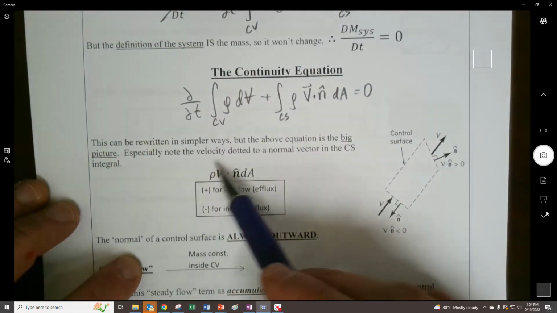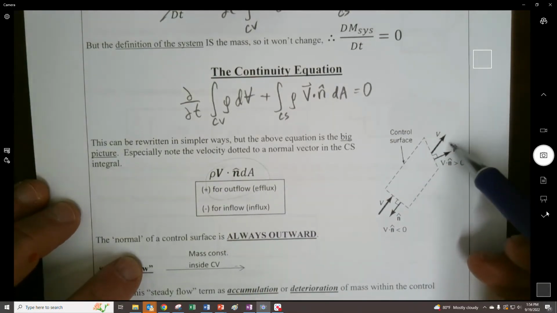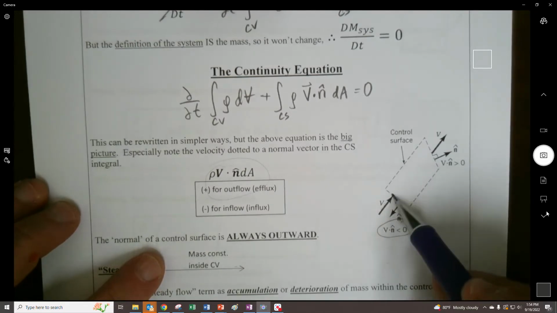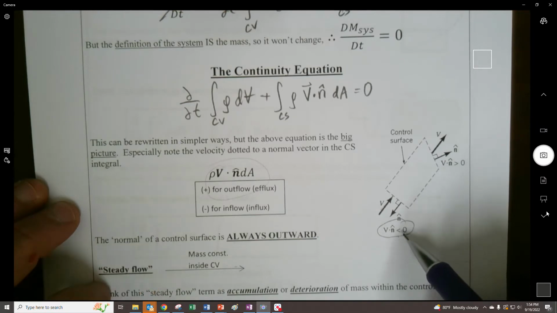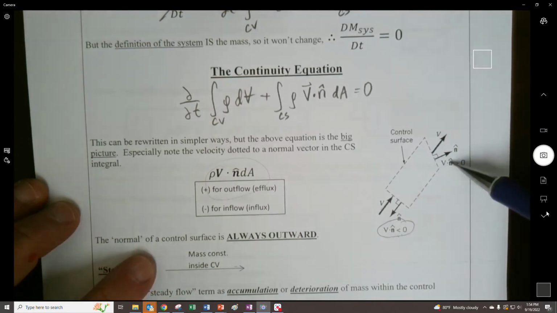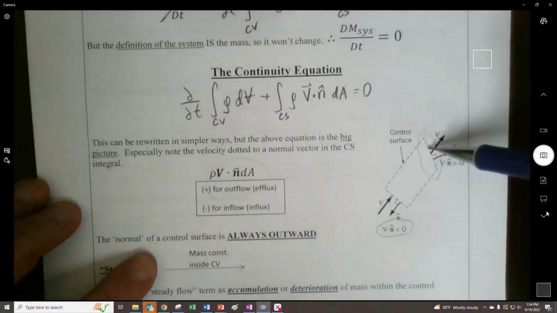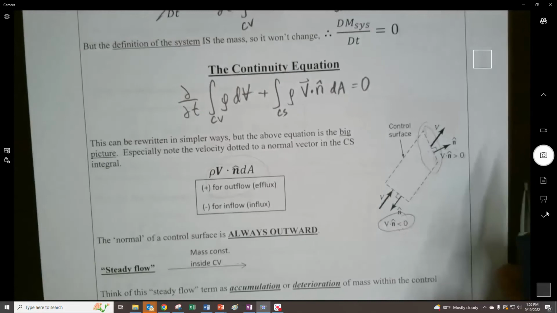Just noteworthy, this can be rewritten many simpler ways, but this is sort of a big picture. Remember that dotted thing really was just establishing the positive and negative, right? So we could see that when we dot these and they are going opposite directions, they're going to be less than zero. Therefore, in is negative. And when we dot them there, it's going to be greater than 0, so it's going to be positive outwards. But remember, the part of the velocity that is not perpendicular to the control surface does not count, if we wanted to make it in math.